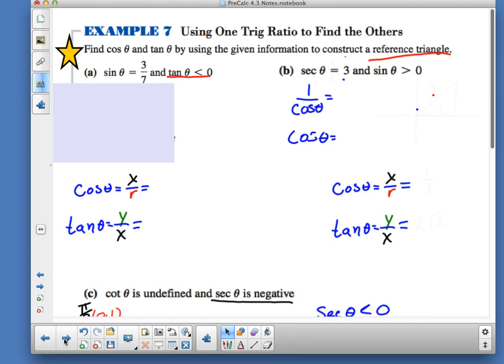According to what we just did, I have a reference triangle set up. Are you okay that I can set up a reference triangle right now? And right now I know my y value is 3 and my hypotenuse is 7. How did I find that?